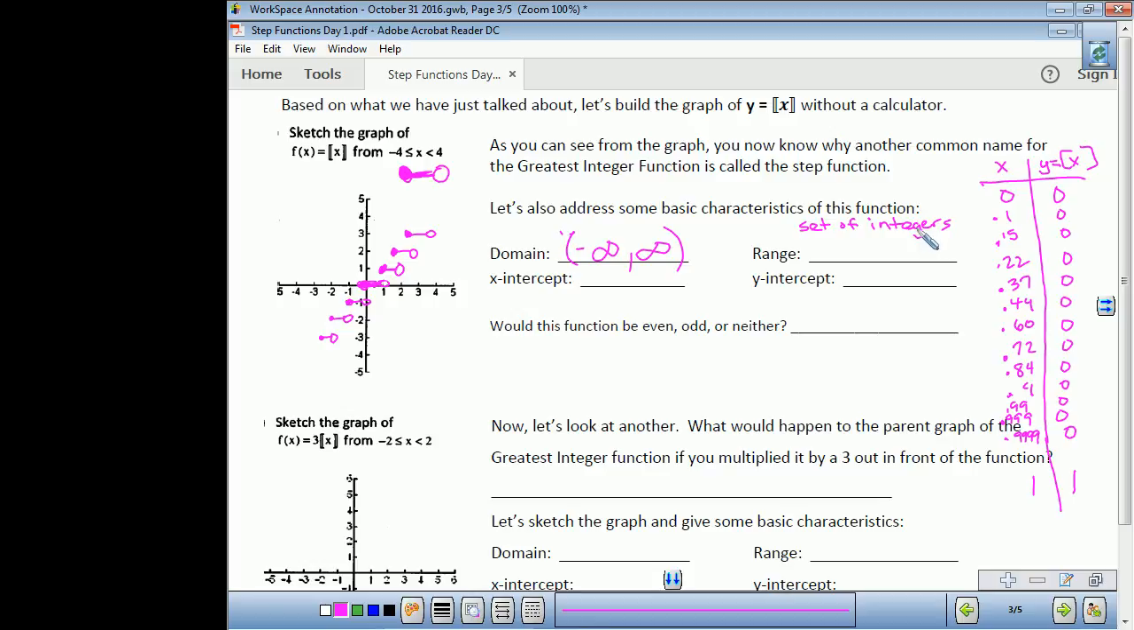That is our range, because our range is our output. It's every possible y value, and the y's in this example can only be integers. That's it. Now, there's a symbol for this set of integers.